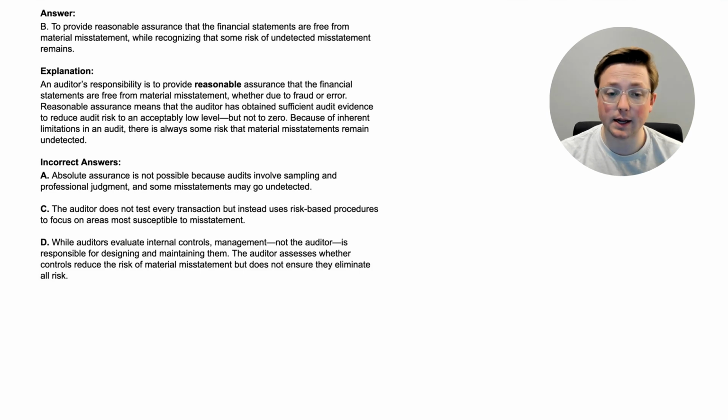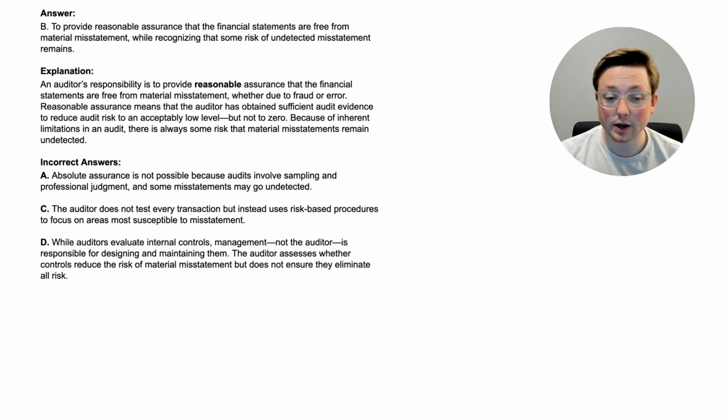Now let's talk about the other answers and why they were incorrect. Option A was incorrect because absolute assurance is not possible because audits involve sampling and professional judgment, and some misstatements may go undetected. Option C was incorrect because the auditor does not test every transaction, but instead uses risk-based procedures to focus on areas most susceptible to misstatement.